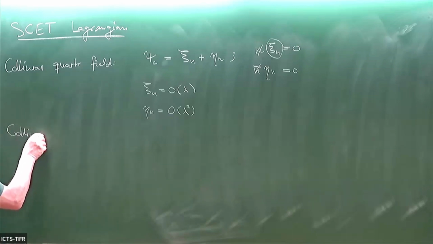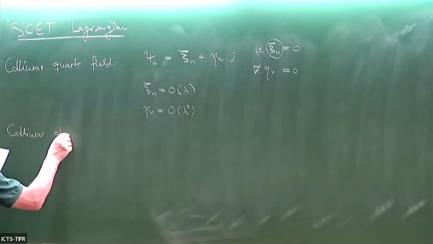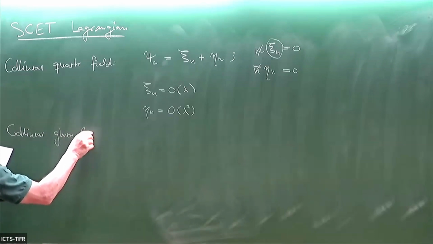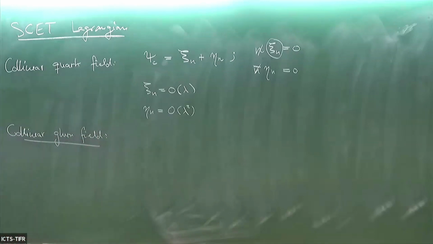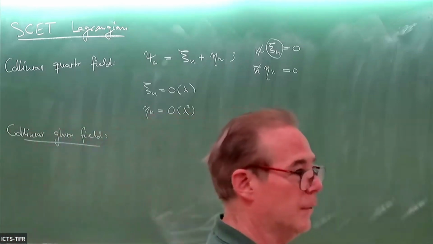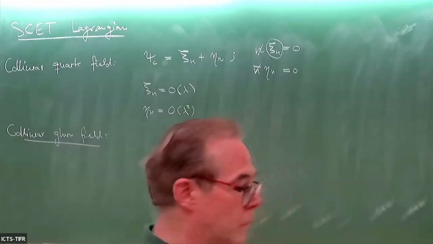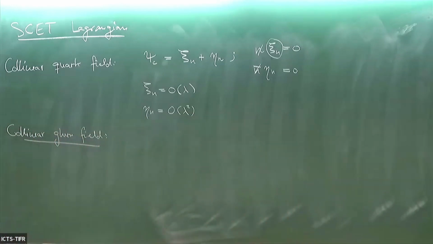We'll discuss the collinear gluon field next. So the logic is we'll first discuss the scaling of the fields and their power counting, and then basically we'll start from the standard model Lagrangian and apply this power counting and see what we get as interactions at leading order in lambda.